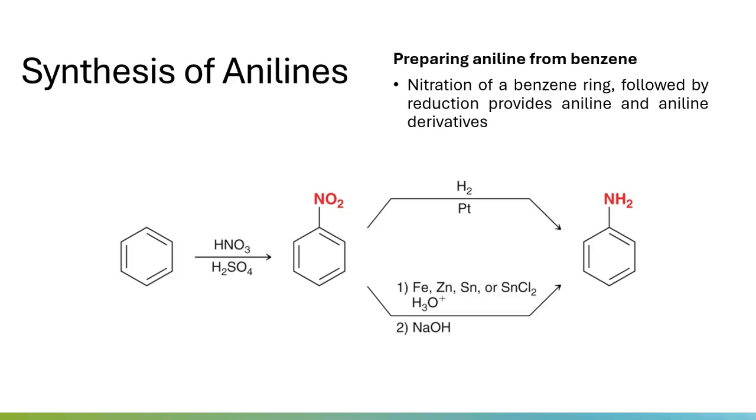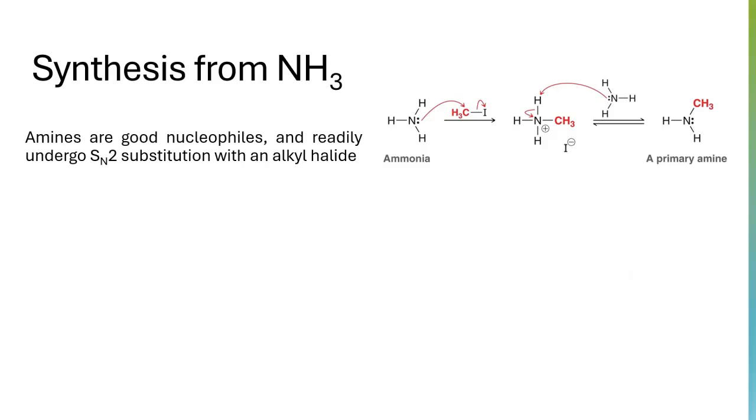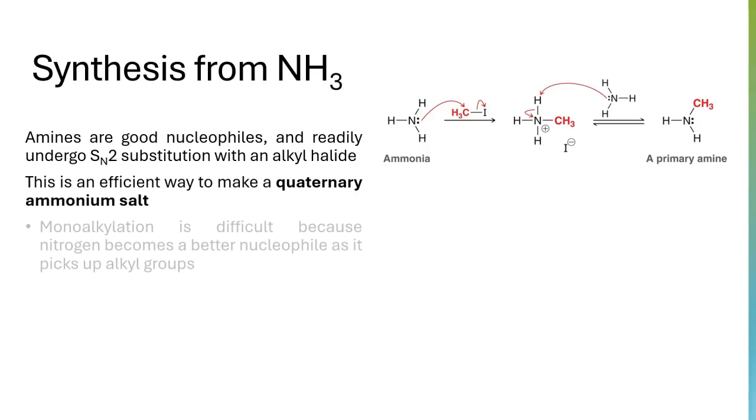Synthesis from ammonia. Amines are good nucleophiles and readily undergo SN2 substitution with an alkyl halide. This is an efficient way to make a quaternary ammonium salt. Monoalkylation is difficult because nitrogen becomes a better nucleophile as it picks up alkyl groups.